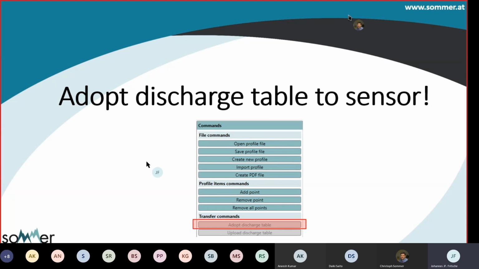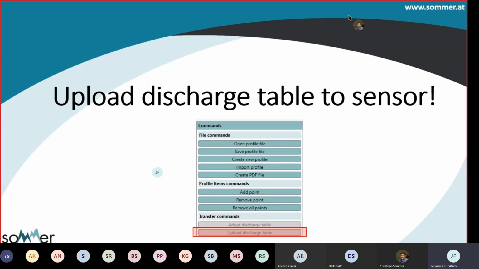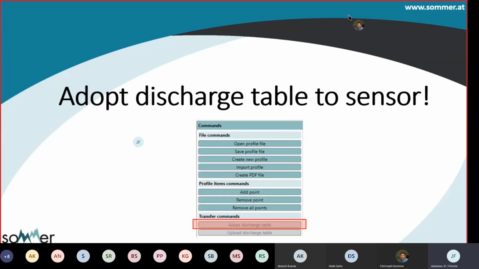So go into the command section of the Q Commander and press upload discharge table or adopt discharge table. The difference is that if you say upload discharge table, then the discharge table is directly sent to the RQ and written to the firmware of the RQ instrument. And if you say adopt the discharge table, then it is just transferred to the setup file, which is still on the Q Commander software, and it's still not on the instrument, but you can see it in the setup of the instrument.